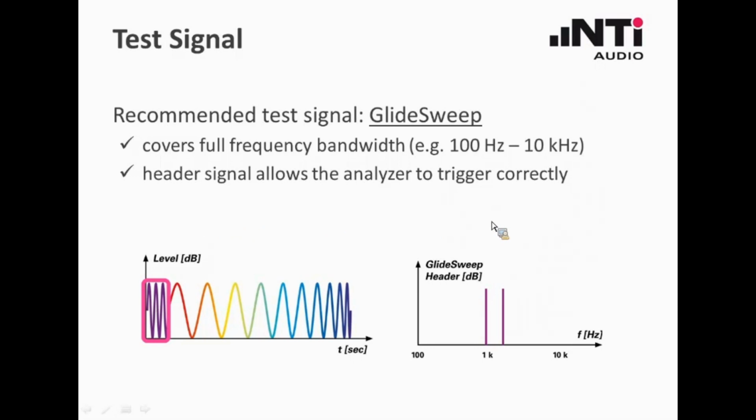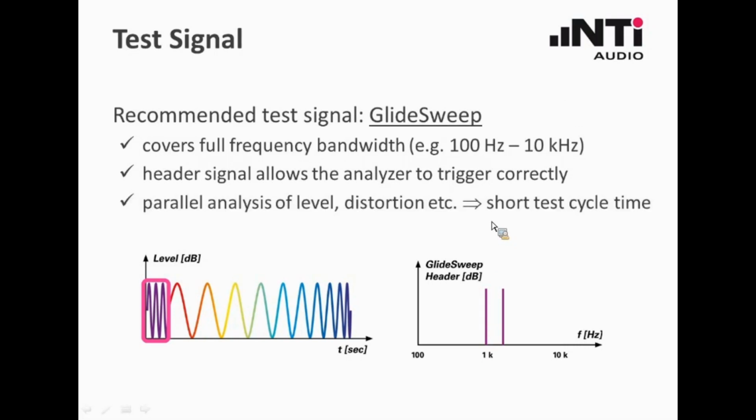And another advantage is that the glide sweep allows the parallel analysis of several measurements in one step, for instance, level or distortion. So this simultaneous analysis of several measurements cuts down the cycle time tremendously. You just have to transmit the glide sweep once, and you can derive all these results from this one single cycle.